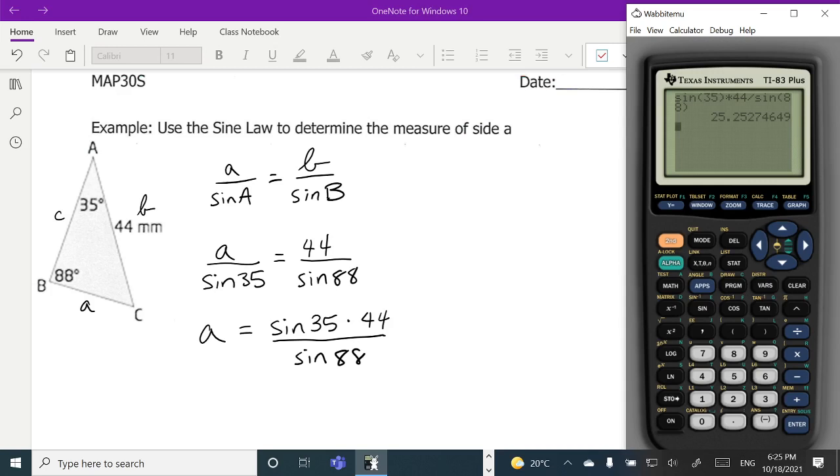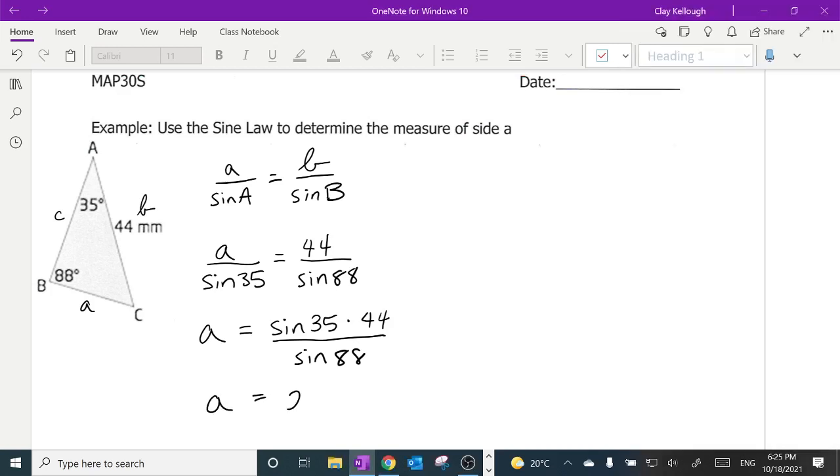25.25. This is my rule, by the way. I don't care where you round it. If it doesn't say anything about where to round it, wherever you like. So I'll just round it to one place. A is equal to 25.3 millimeters.